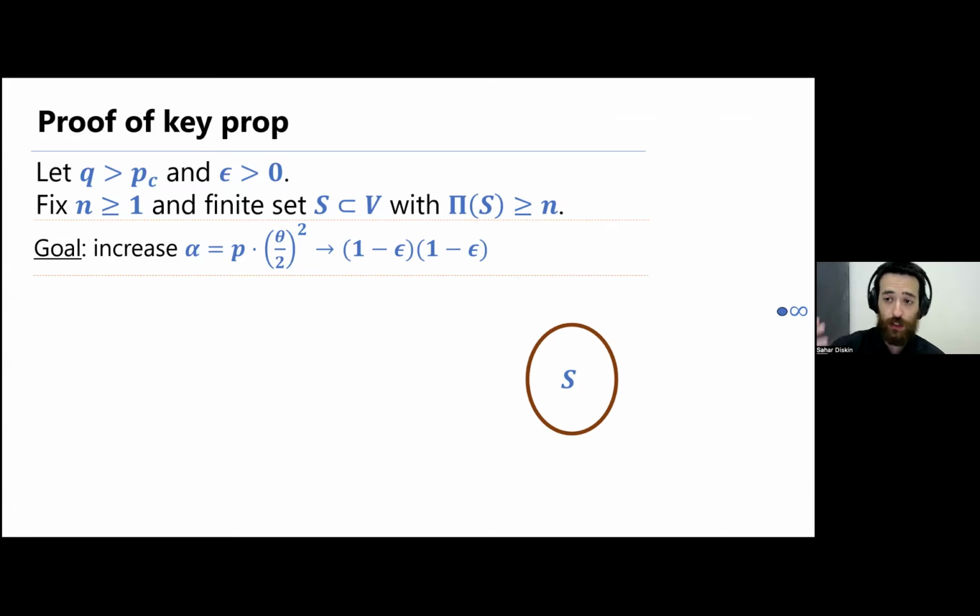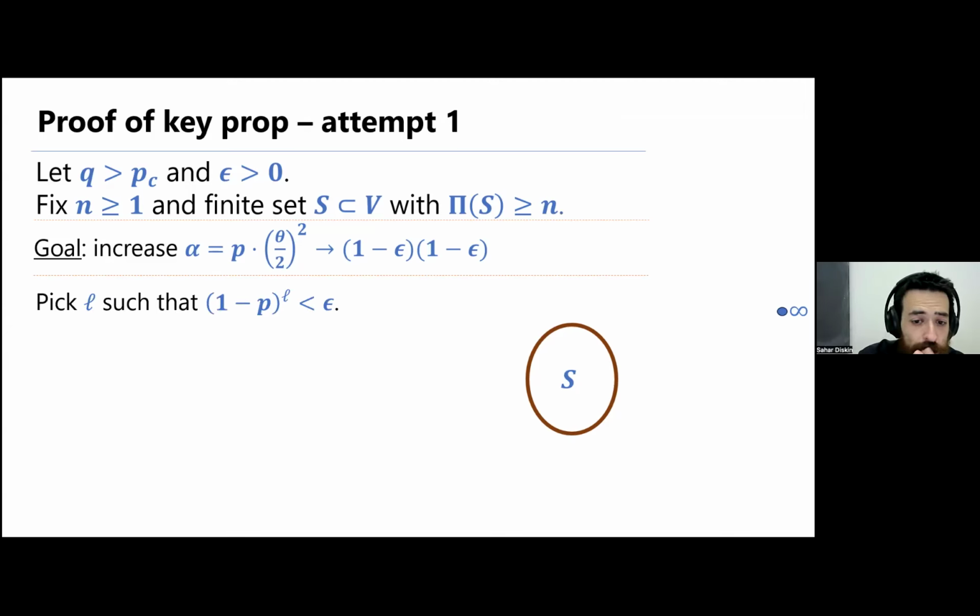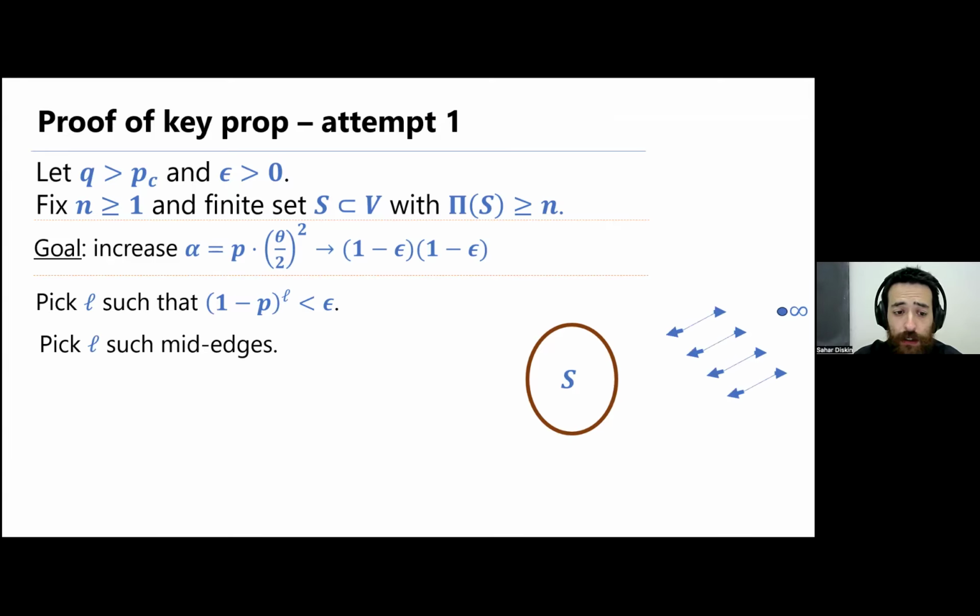So we have two goals. First, to not lose this property of being able to continue this experiment. And second, to increase the probability of each one of these things. Okay, so this is what we want to achieve. Let's try a first attempt. One thing you can try is to pick some parameter L such that (1 minus p) to the L is at most epsilon. And then instead of picking one edge, I can pick L many mid edges.